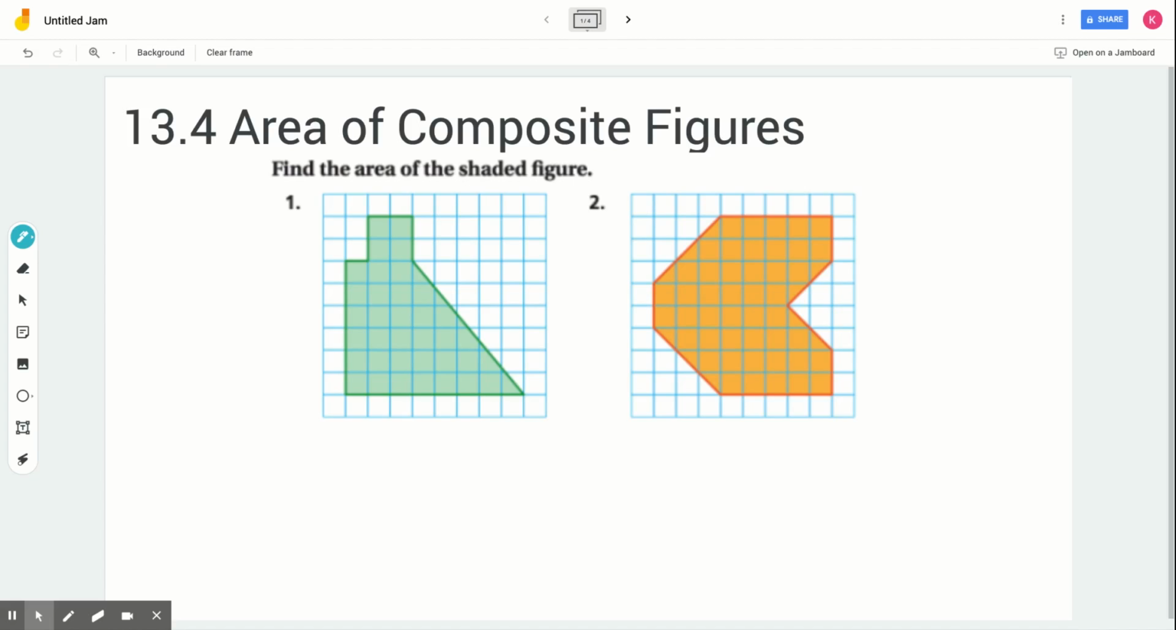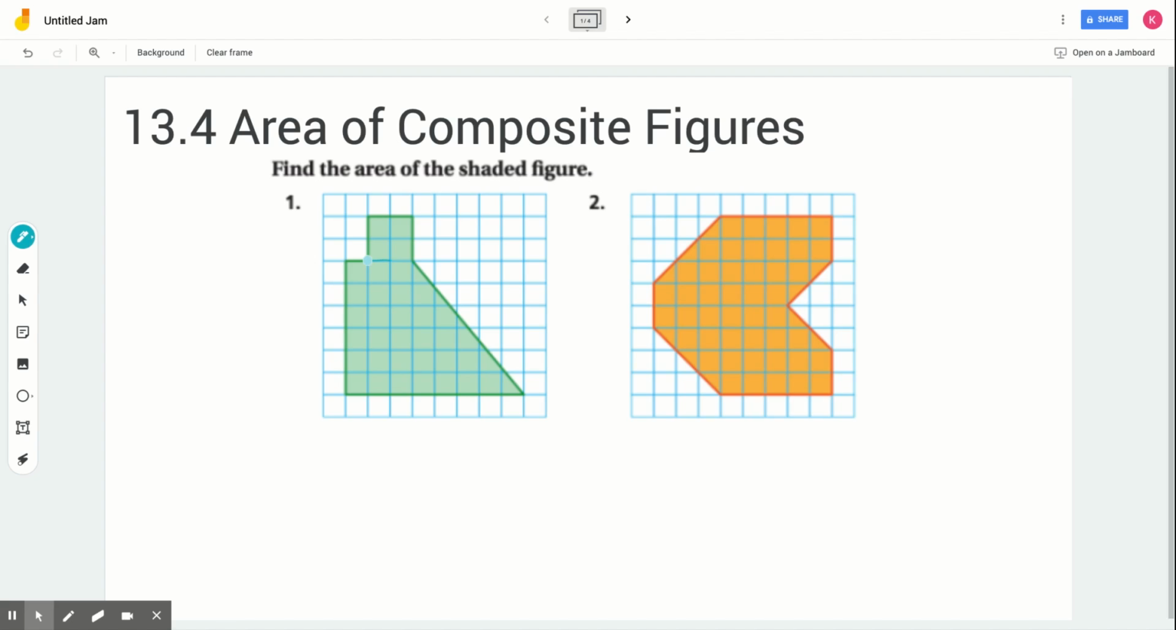Today we're going to be talking about lesson 13.4 on the area of composite figures. Now keep in mind that composite figures are figures that are made up of two or more shapes. So the best way to do this, honestly, with these drawings is to split them up into recognizable figures.